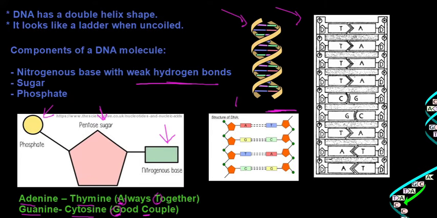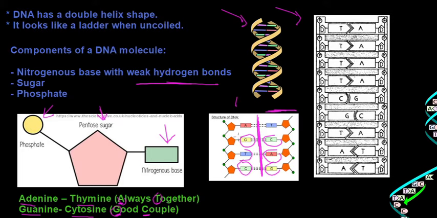And the reason that they have to be weak hydrogen bonds is because at some point the DNA is going to be unzipped. So just like you unzip your jacket, it's going to unzip, and it's going to expose these nitrogenous bases so that they can be copied a bit later on during the process of DNA replication and protein synthesis. So they will unzip and then they are exposed.